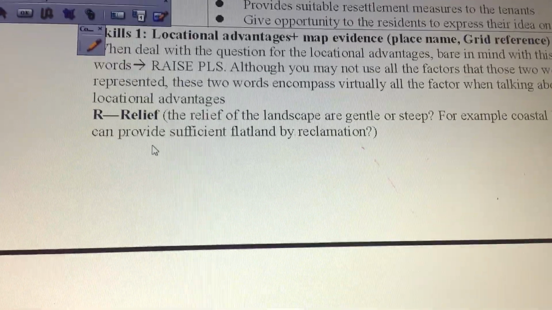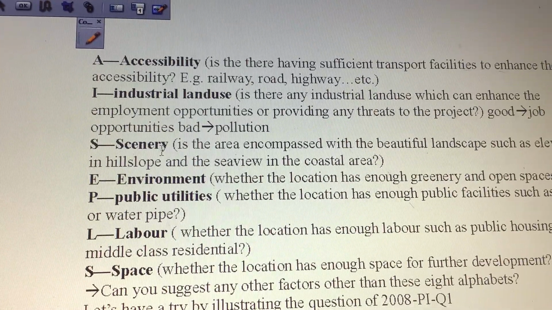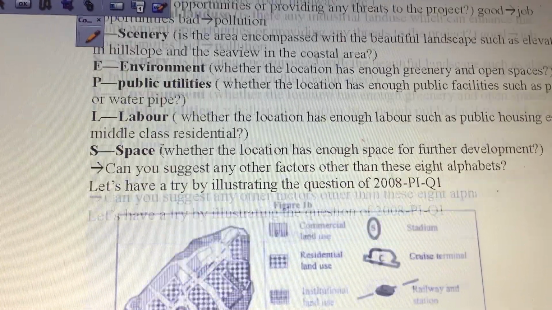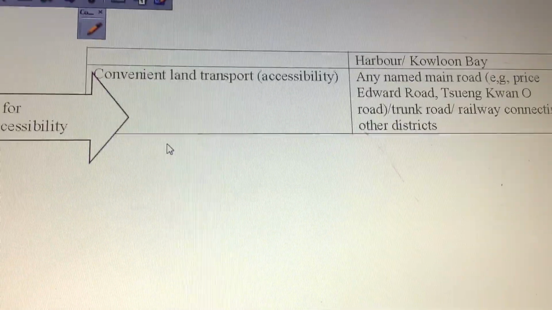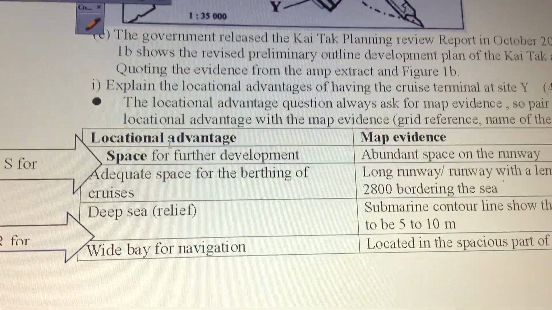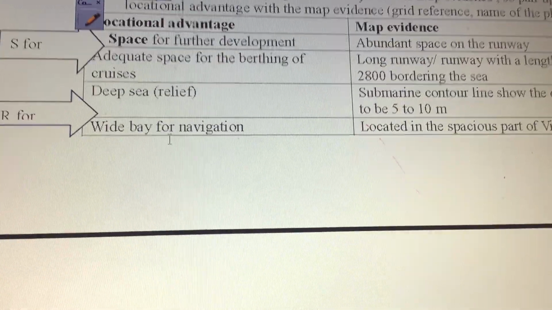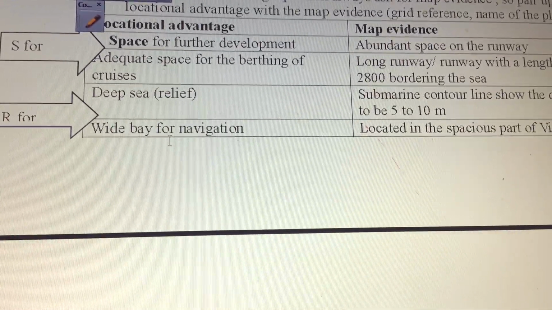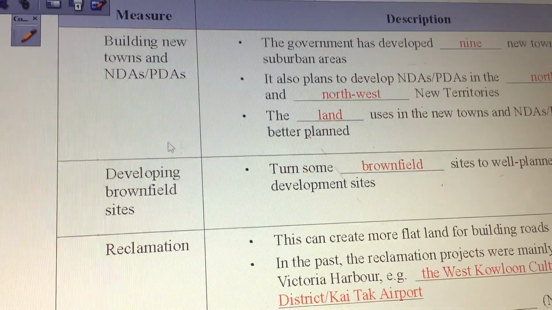Okay, what do we have for the RACE PIE? Let's have a look. Relief, accessibility, industrial land use, scenery, environment, public utilities, labor, space. So you have to use it. But some of you may ask, what is the locational factor and size factor? Locational factors are relative, which is in relation with other land uses that link to it. Size advantage is talking about the advantage in situ, the original site.